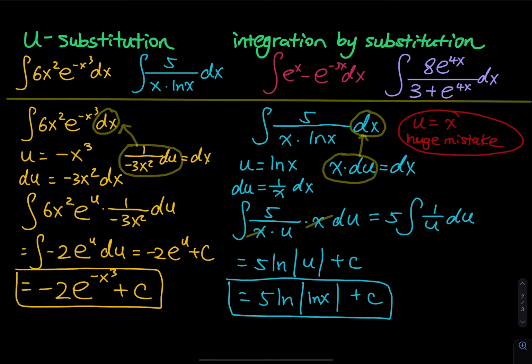Can you remove the absolute value? The answer is no, because ln can be positive, 0, or negative. So that's why keeping the absolute value is required.